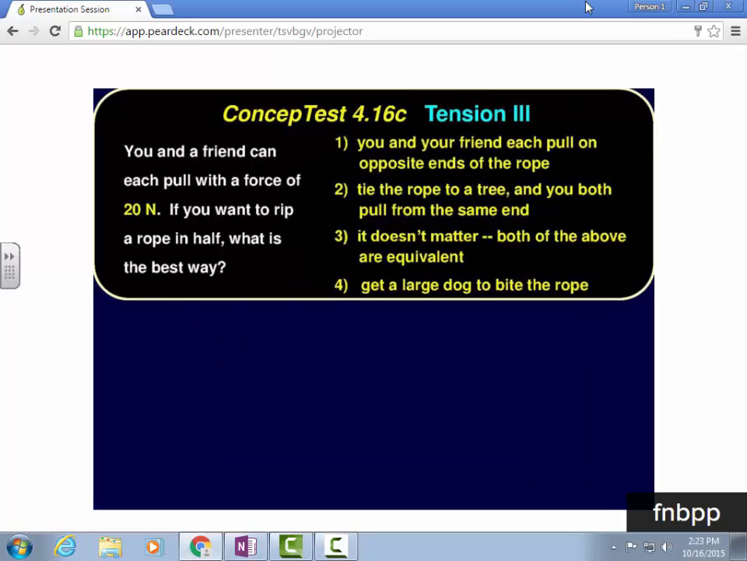All right. You and a friend can each pull a rope with a force of 20 newtons. You're not very strong. If you want to rip a rope in half, what's the best way to do it?